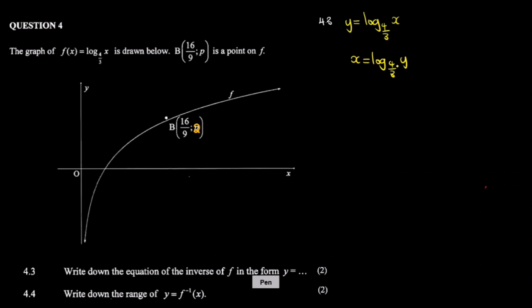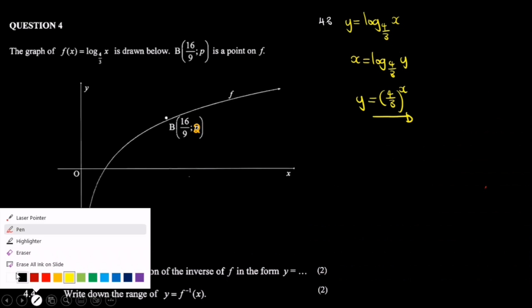So remember, this is the base of this log, and the base will remain as a base. So this is going to be 4/3, right? Whatever is alone is the exponent. So it's x, which is equal to y. So this is my inverse of f of x, right?